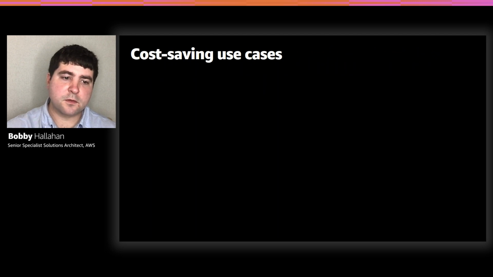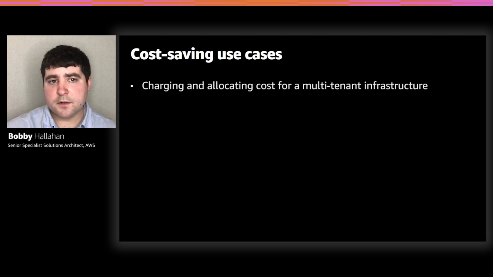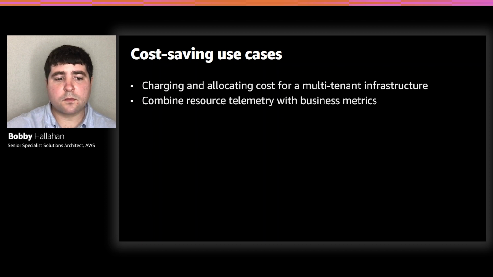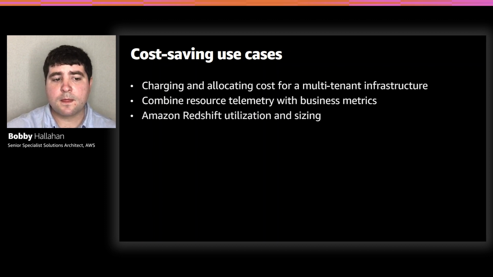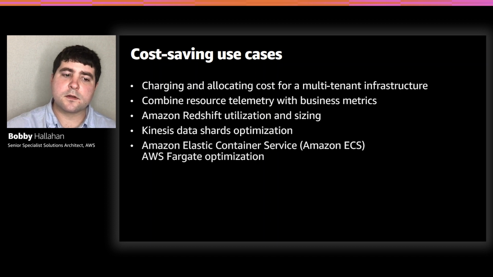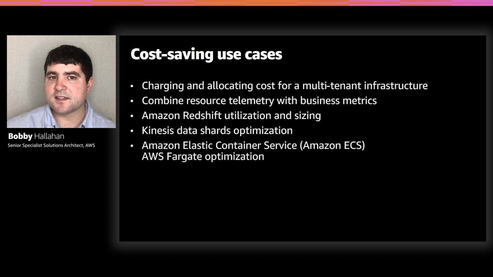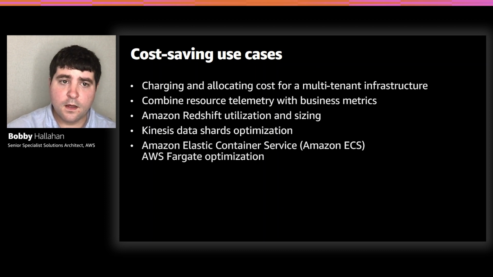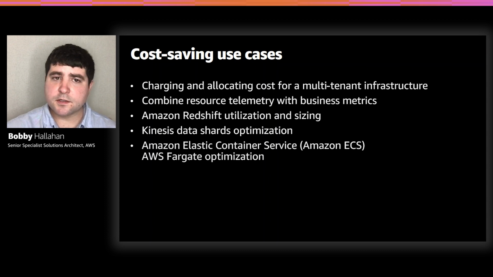So specifically, one of them could be charging and allocating costs for multi-tenant infrastructure. We could look at combining resource telemetry with business metrics. We can look at Amazon Redshift utilization and sizing. We could look at Kinesis data shard optimization. And we can also look at Amazon Elastic Container Service ECS Fargate task sizing, which was the example we just demonstrated. So with that, I'd like to see our customers go ahead and start using this same methodology of combining metric data with cost data, not just for EC2, not just for ECS, but many other services. And hopefully we'll see this methodology used more in the future.